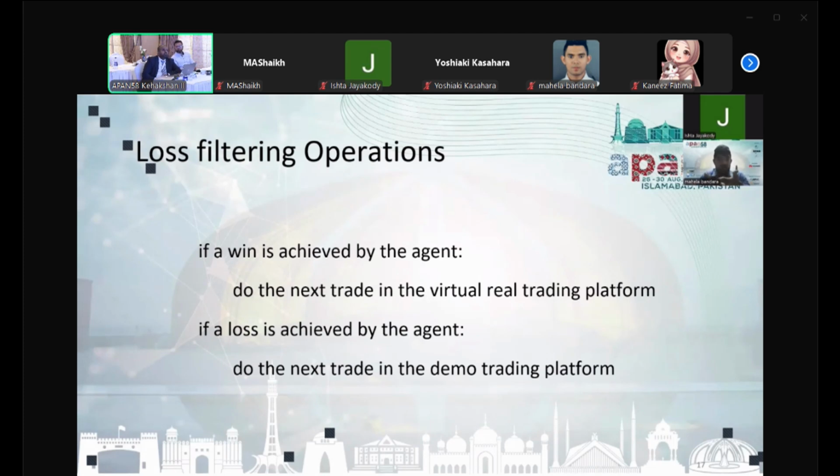The loss filtering operation is: if a win is achieved by the agent, do the next trade in the virtual real trading platform, and if a loss is achieved by the agent, do the next trade in the demo trading platform. Therefore, more stable and less risky investment plans were achieved when utilizing the DQN agent prediction results. To leverage this advantage, the digital twin performs the loss filtering algorithm on the DQN agent's consecutive loss predictions.